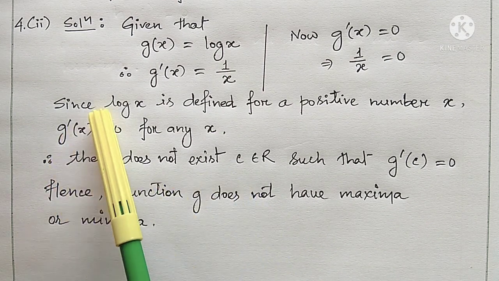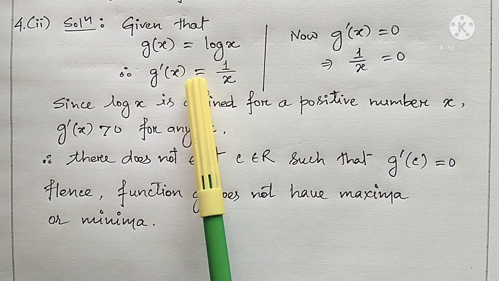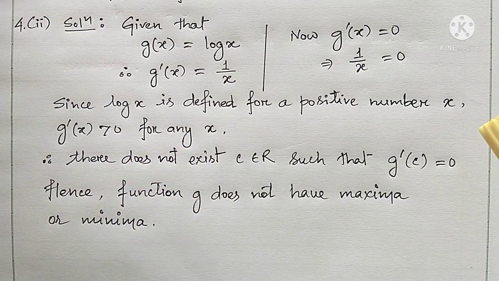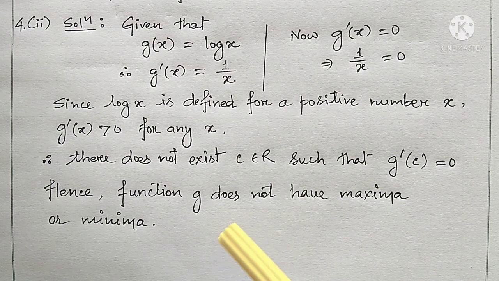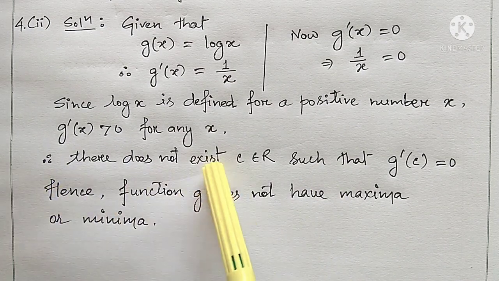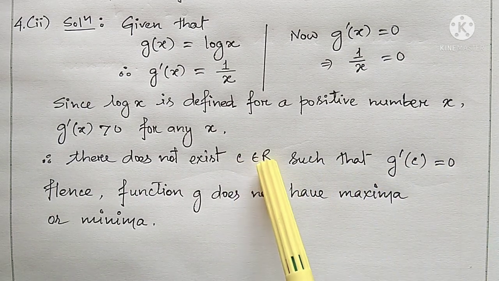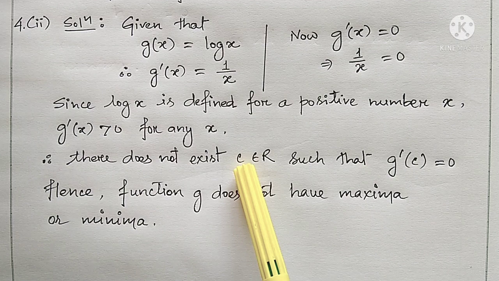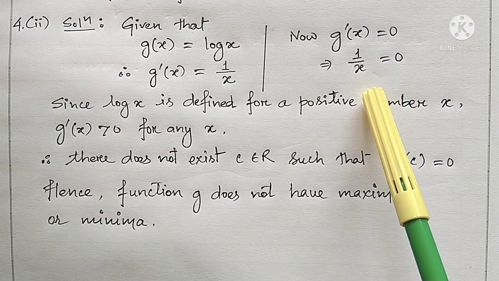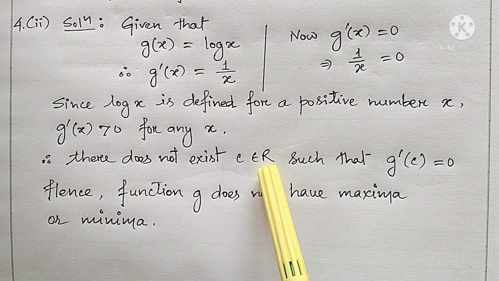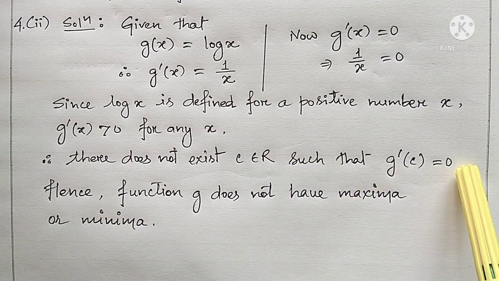So that's why here we write, since log x is defined for a positive number x. One more thing we know, log x is always defined for positive numbers, isn't it? So that's why this g dash of x value must be greater than 0 for any value, isn't it? Therefore there does not exist c belongs to R such that g dash of c equals 0. C belongs to R means c is a constant number. So here we already find out x is not a real number, that means it is undefined. So that's why c belongs to R we write. We can't find out here a real number. So that's why c belongs to R such that g dash of c equals 0.